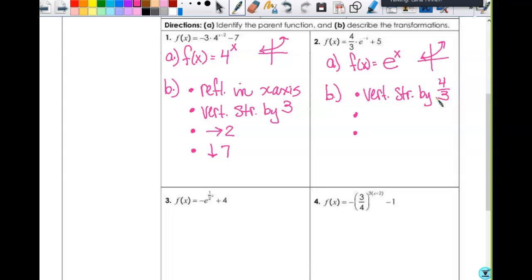I have a negative up there. Negative means I reflect. Would I be reflecting in the x-axis or y-axis? Y. Very good, because it affects x, so it's in the y-axis. And then that 5 at the end means I go up 5.